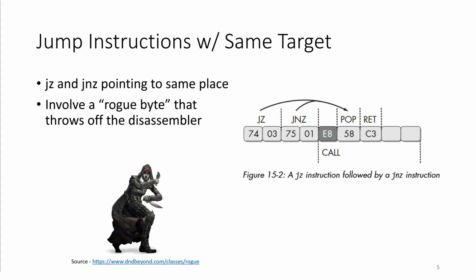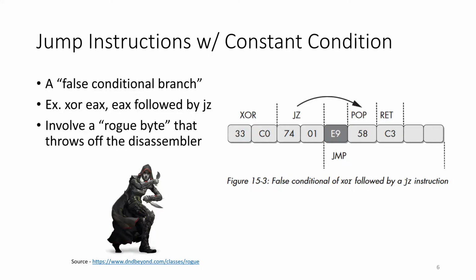To fix the disassembly for continuing analysis, only the bytes that are jumped to should be interpreted as part of the instruction. In this case, a byte of data is left out since it throws off the assembly. That's called a rogue byte, and in this case, it's the E8 in the example image.